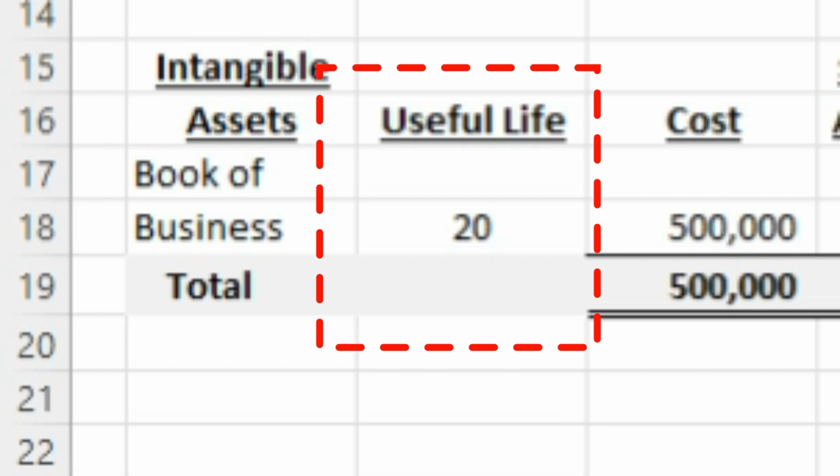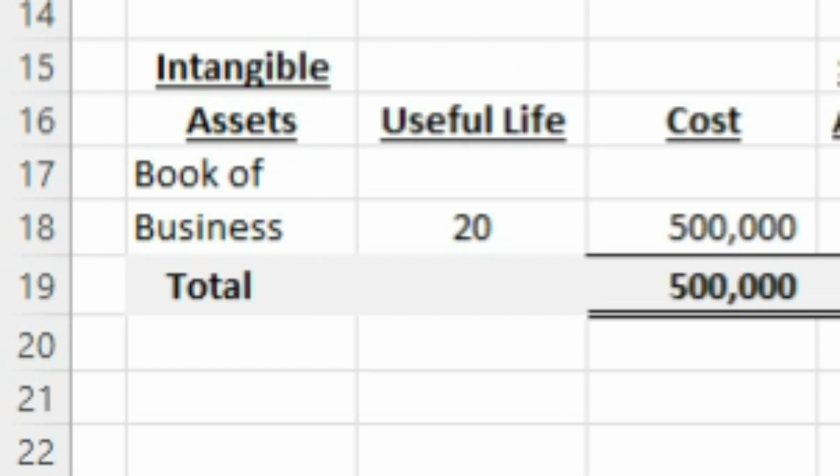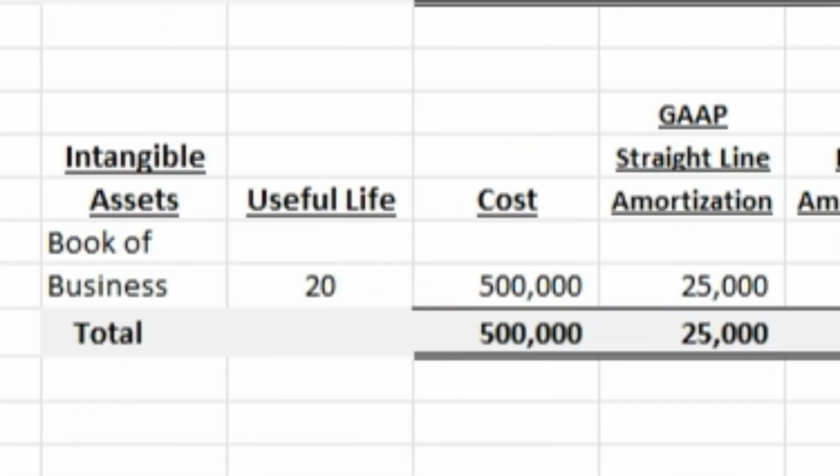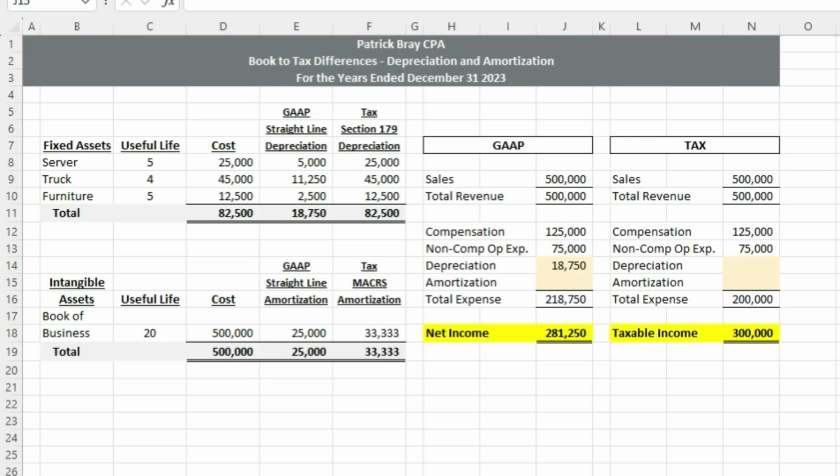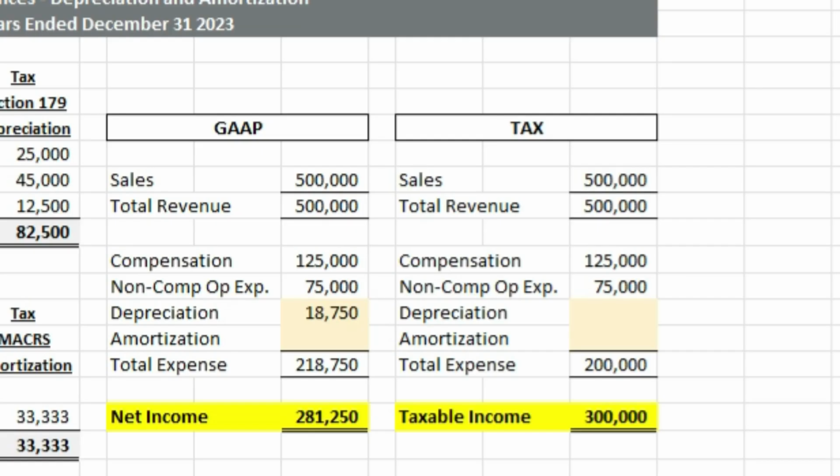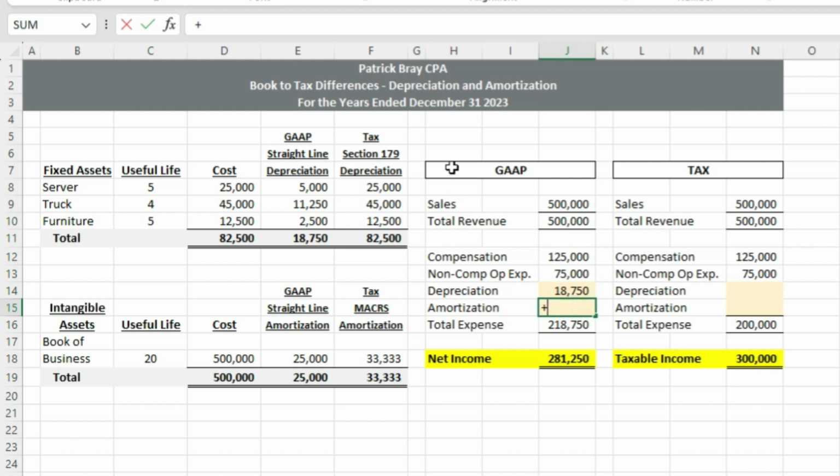So in this instance, we're going to take our cost, our purchase of the book of business, and it's going to be a straight line amortization. We're going to take our $500,000 cost basis, divide it by 20, and we're going to recognize $25,000 of amortization each year. So let's layer that into our GAAP financials.